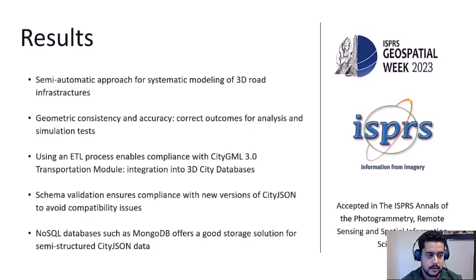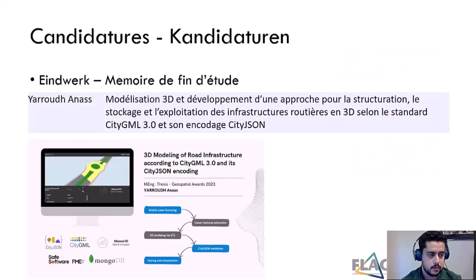So the results, we can say that we developed a semi-automatic approach for systematic modeling while ensuring consistency and accuracy, and also we ensure that the models can be integrated in 3D databases. The work was also presented in the Geospatial Week in ISPRS, and it should be published soon in the ISPRS archives. Thank you, and if you have any questions.